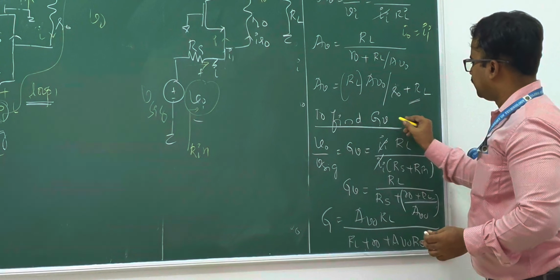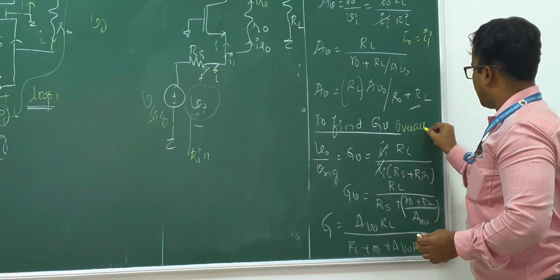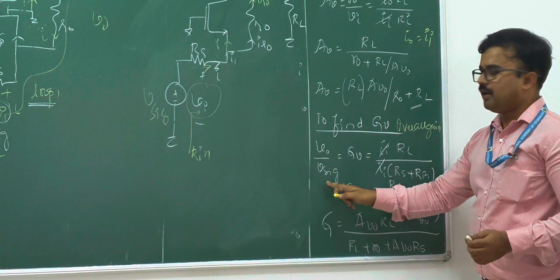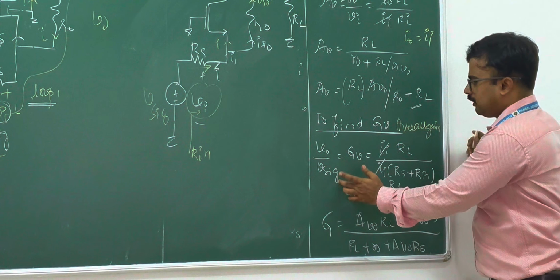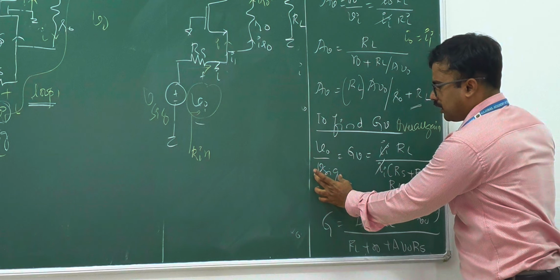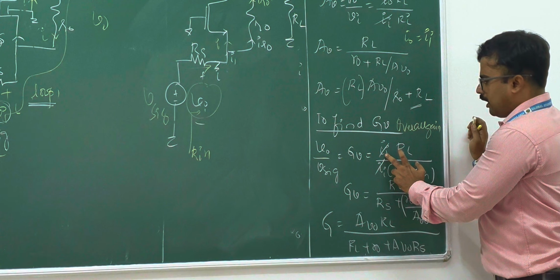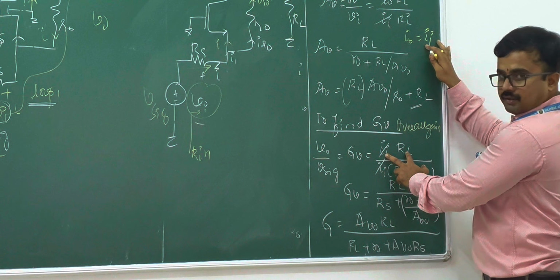Next, what is this Gv? It is the overall gain. So what is this overall gain? Gv is nothing but Vo by Vs. Vs is the input source voltage, and Vo is the output voltage. Now Ii into RL, because I0 and Ii are the same.